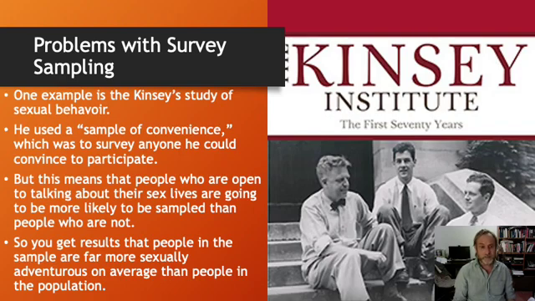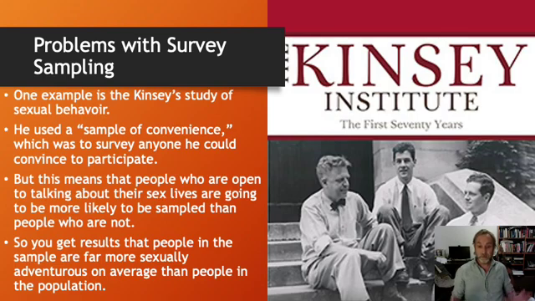Kinsey's sampling method was what we call a sample of convenience, in that he just walked up to people and asked anyone and everyone if they would participate. Well, what's the bias that could creep in there? Certain sorts of personalities. If you walk up to them and say, do you want to fill out the survey about your sex life, certain more outgoing, more open people are going to fill out that survey.